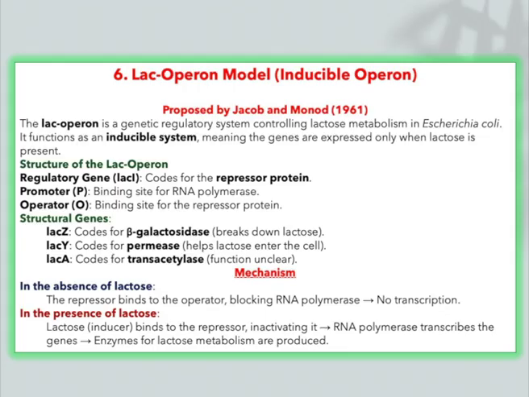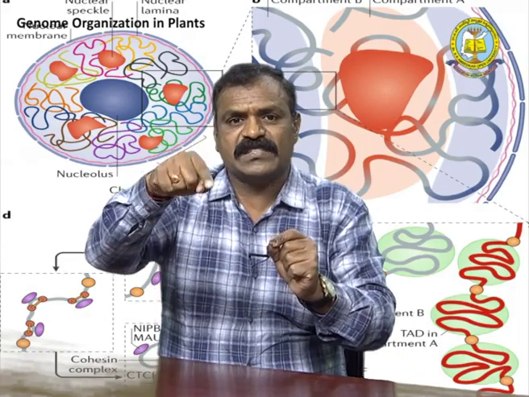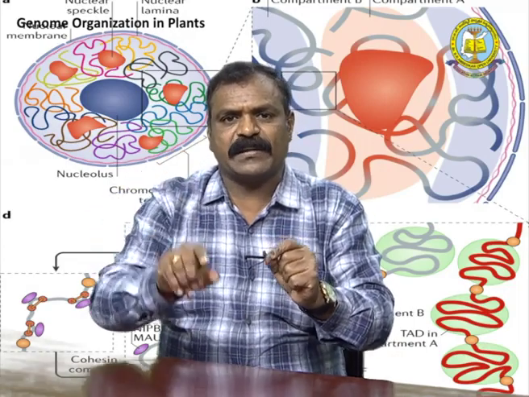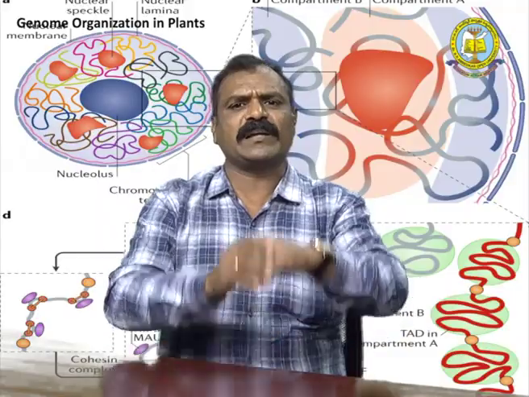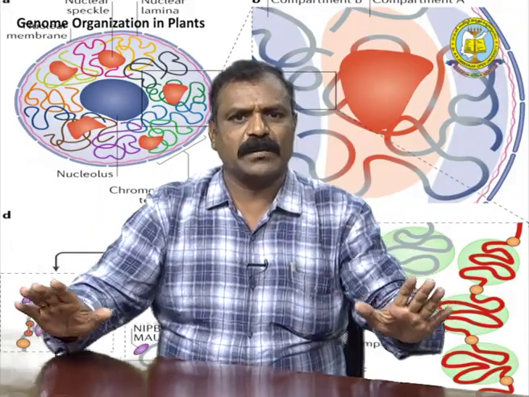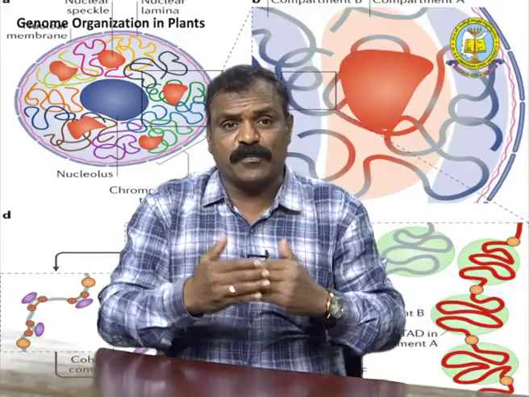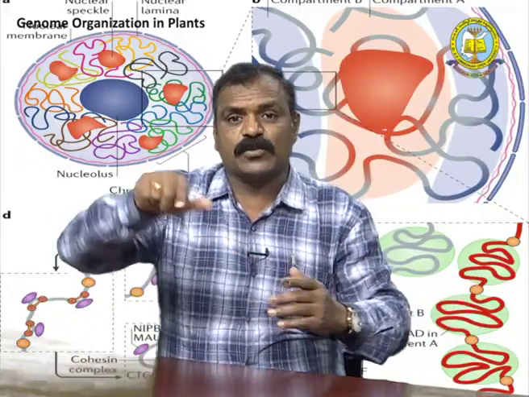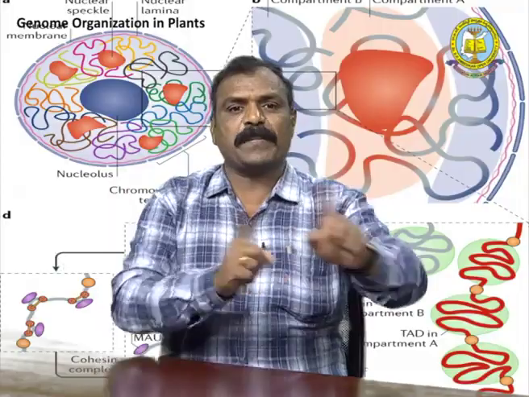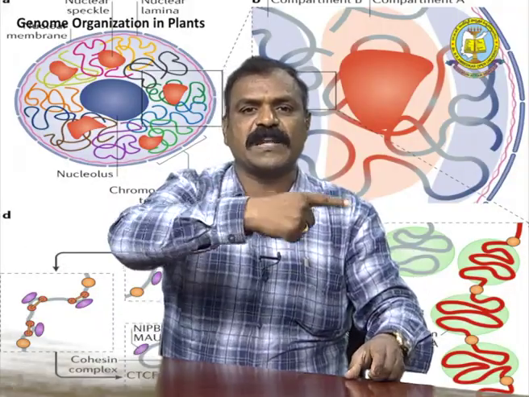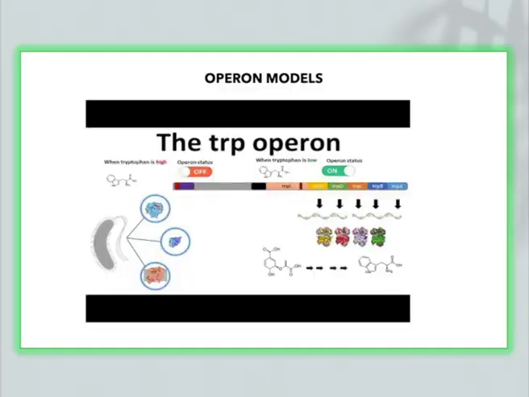The mechanism of this lac operon: in the absence of lactose, the repressor binds to the operator and blocks the RNA polymerase, so automatically transcription is stopped. In the presence of tryptophan, the repressor binds to the corepressor, activating it, and the repressor binds to the operator, then transcription is blocked. This is the operon model in lac operon, and this is the tryptophan operon model.